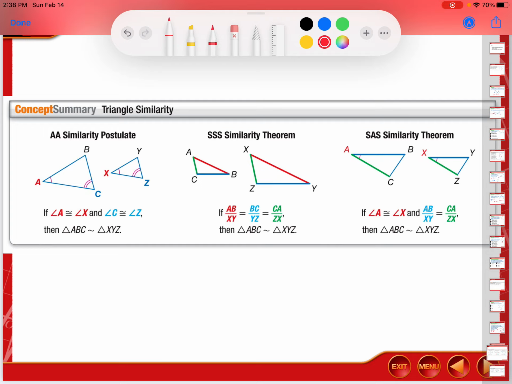All right, so here are some good visuals. I would copy these into your notes for the angle postulate, the side, and side angle side.